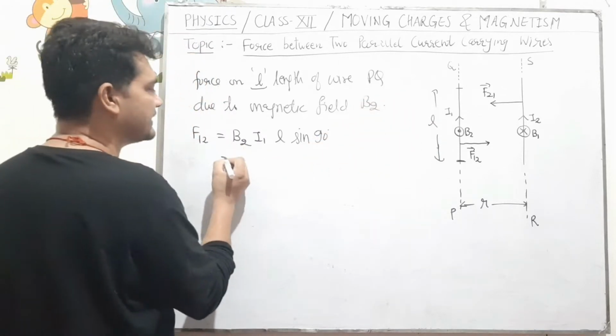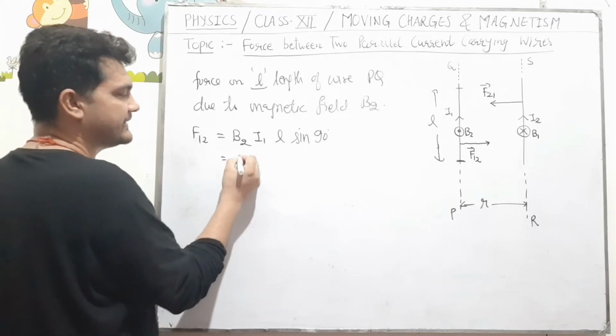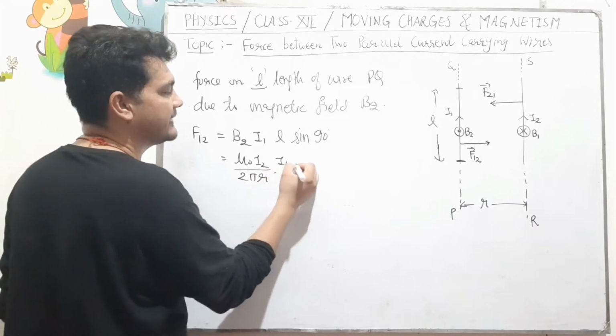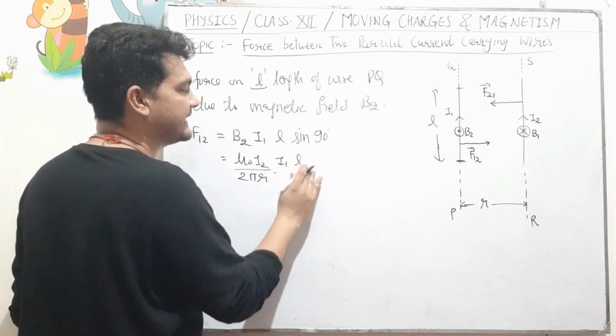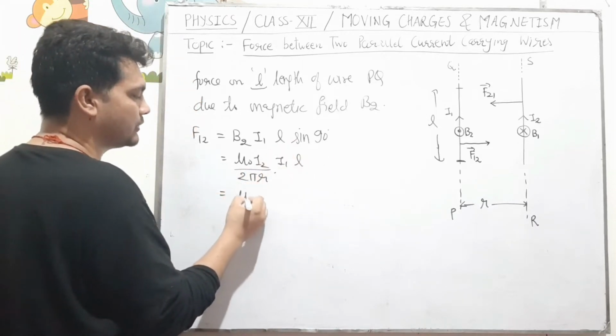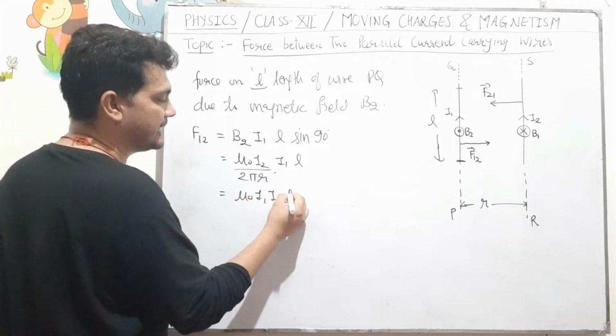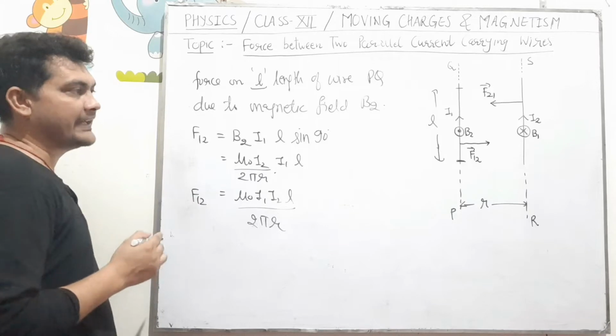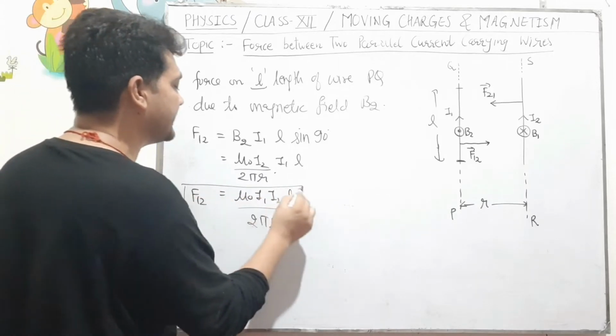So putting the value of B2 here, we have seen the expression, it is mu naught I2 divided by 2 pi r, into I1 into L over sin 90. Sin 90 is 1. So it is mu naught I1 I2 L divided by 2 pi r. So this is the force on wire PQ.